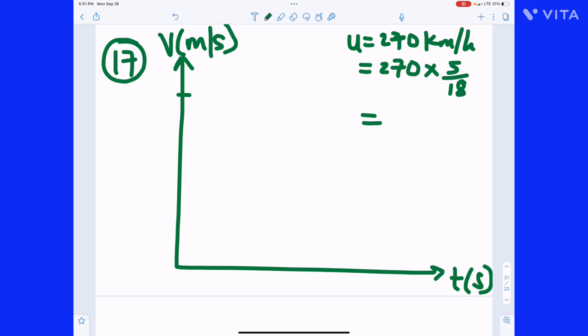270 times 5 over 18. That's 75. So the initial velocity was 75 meters per second. I'll just mark this place, 75.